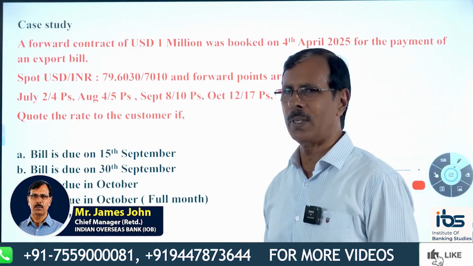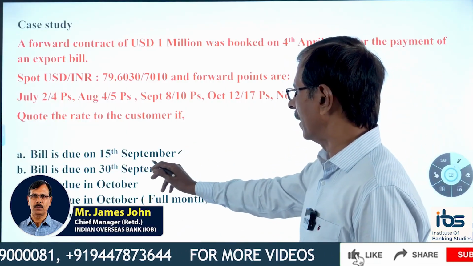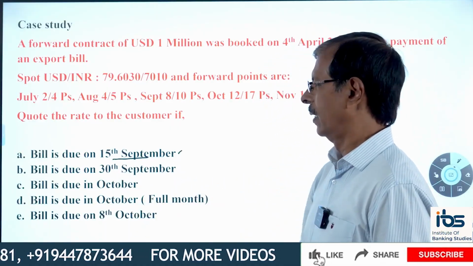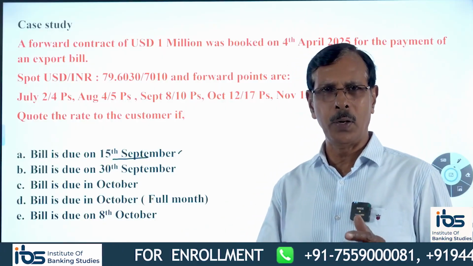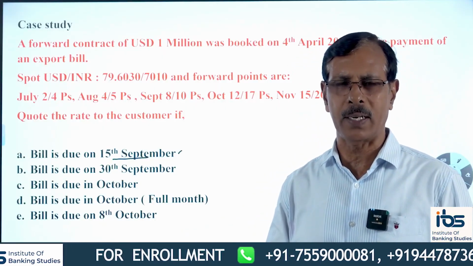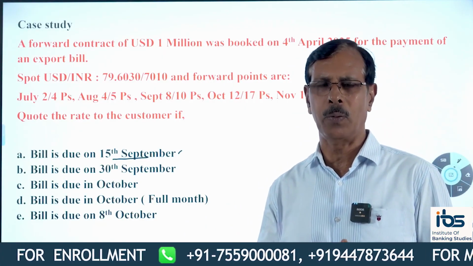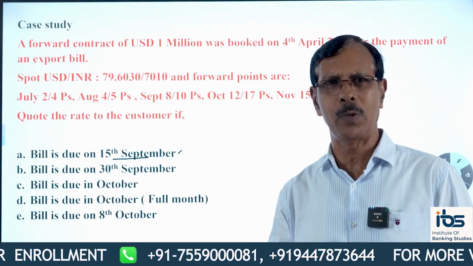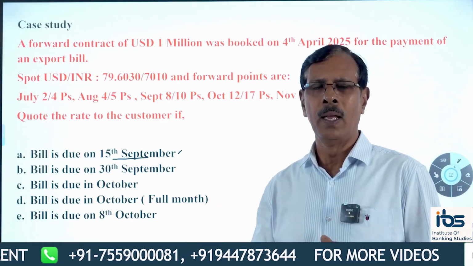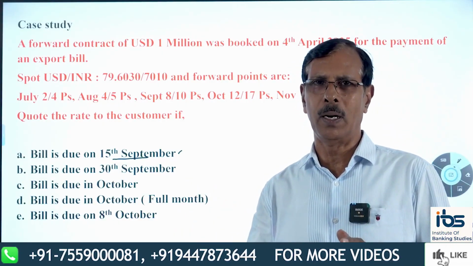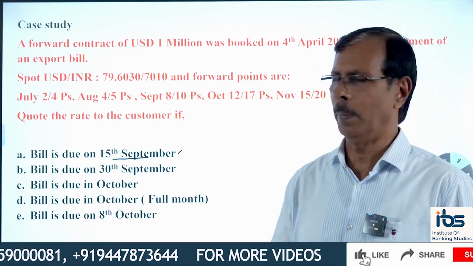Now the question is, you have to quote the rate to the customer if the bill is due on 15th September. In this case, 15th September is a fixed date. Whenever the delivery date or due date of a forward contract is a fixed date, you have to allow the premium or discount up to that date. There is no confusion. So here it's a fixed date, 15th September, which means the customer is eligible for the premium or discount up to 15th September.